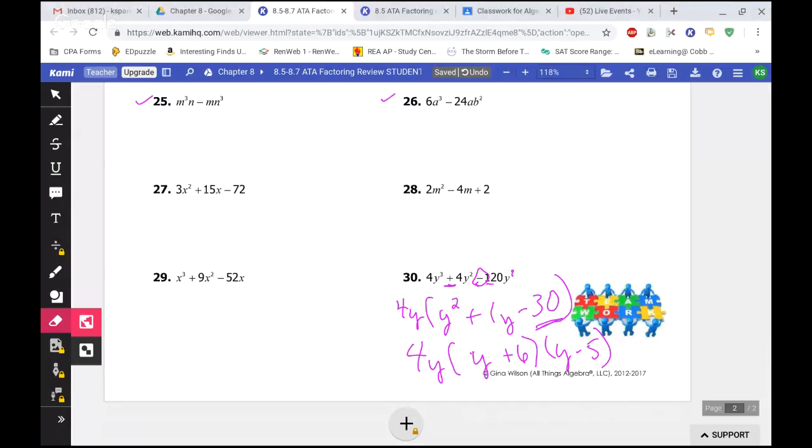All right, number 29. I'm going to look and see what's in common for all three. And that's going to be the letter X. There's no numbers in common because there's not anything other than 1 that will go into 1, 9, and negative 52. The only thing that's in common is the X. So if I take an X out of each term, basically I'm taking an X cubed and dividing it by an X. So then I subtract the exponents. That's 3 minus 1. So that's going to leave me an X squared.